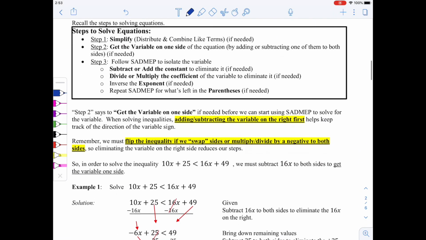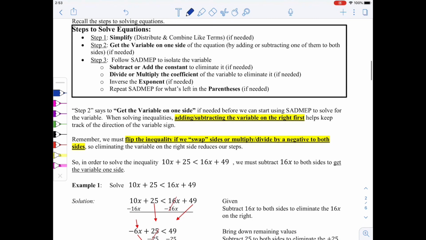Right, so let's go on here. So keep in mind right here, this is important. Adding and subtracting the variable on the right first helps keep track of the direction of the inequality sign. So do that first. Add, subtract whatever's on the right, your variable on the right. And remember, we have to flip the inequality if we swap or multiply by a negative to both sides. Okay, so remember that.